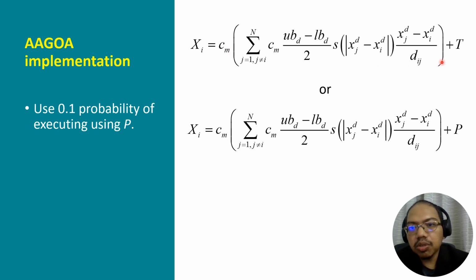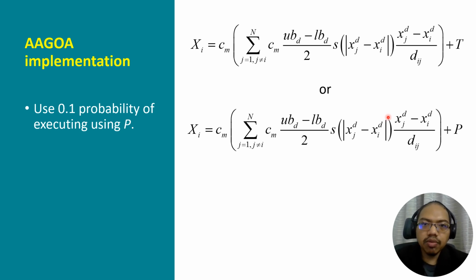But when we want to use T and P, instead of using 100% of the P value, based on the trial and error that we have done, it is best that we use the P value using probability. Meaning that we are going to set in our algorithm a 0.1 probability of implementing P. Otherwise, other than that, we are going to use T.